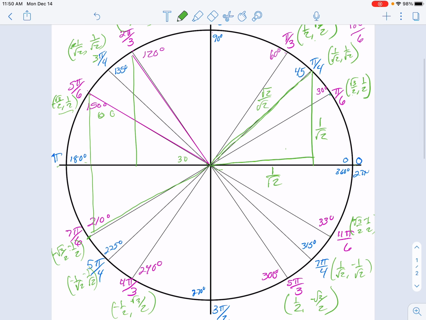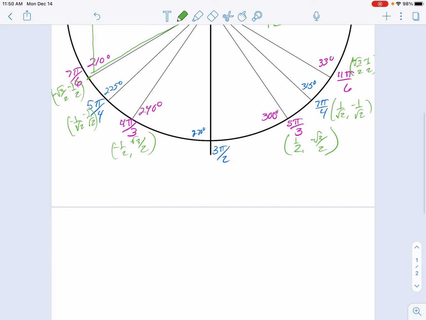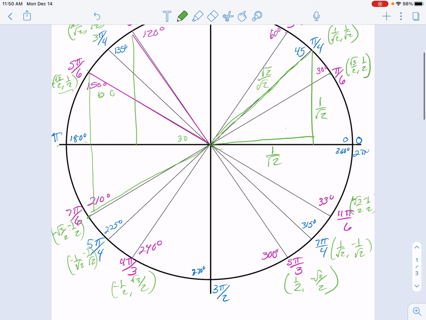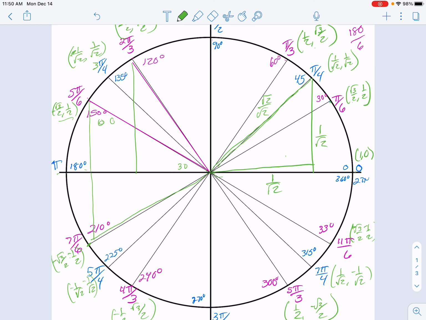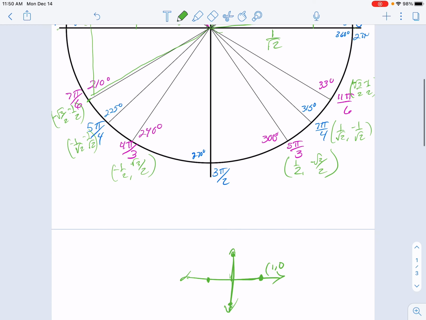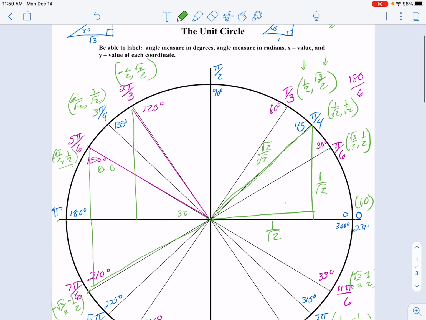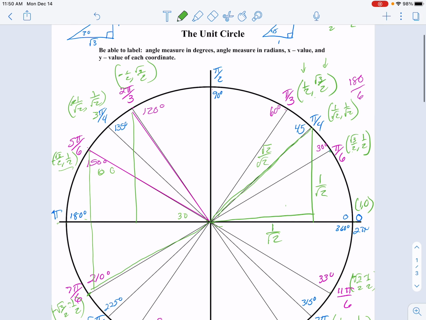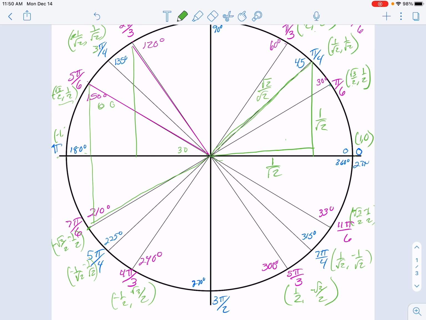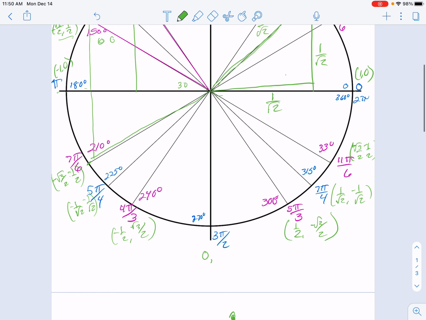Now we have to worry about these. If I just made a plain grid, and I went out 1 unit this way, and 1 unit this way, 1 unit this way, and 1 unit this way, the ordered pair right here is 1, 0. So that's what goes right here. At the top, your x is 0, y is 1. You go over here, you're at negative 1, 0. And here you're at 0, negative 1. And you've now labeled your whole unit circle.